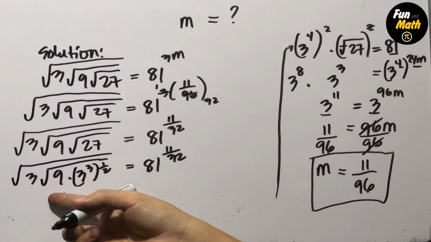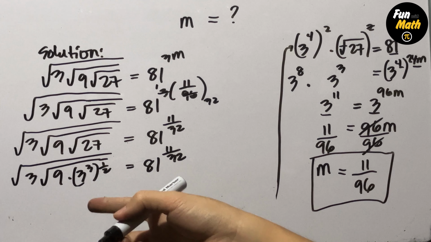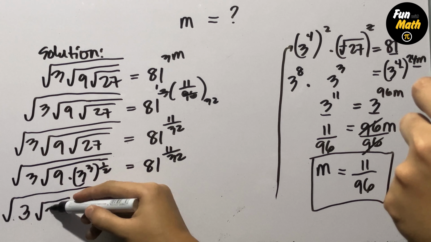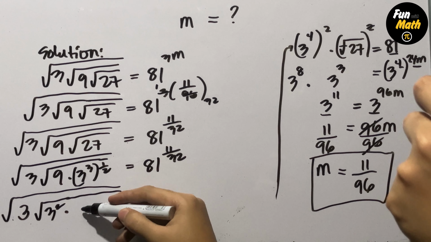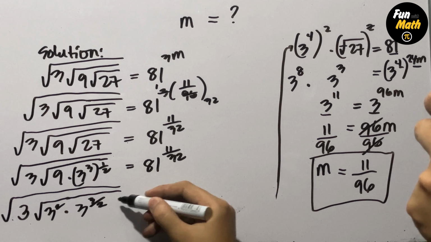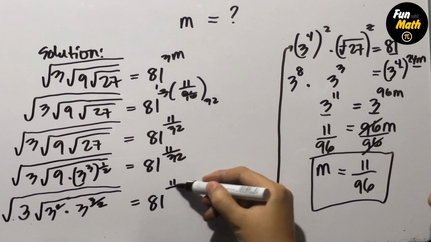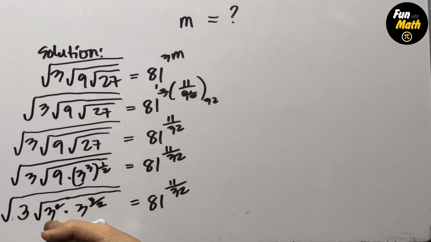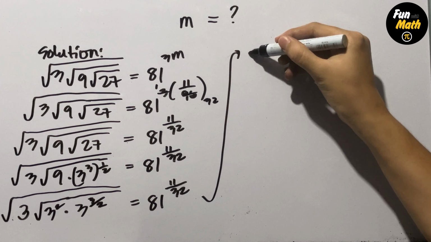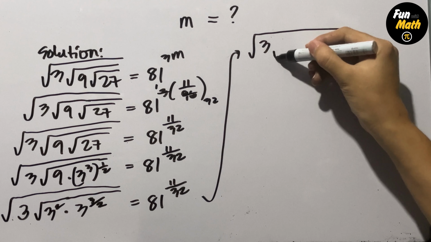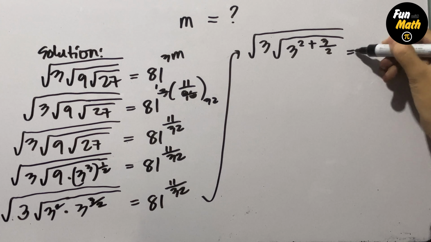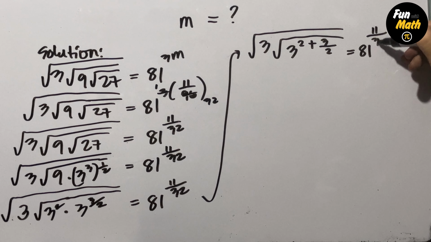And then for square root of 9, we can write it as square root of 3 squared. So this is now square root of 3 under root of 3 squared times 3 to the power of 3, power to a power, let's multiply, and that is 3 over 2, equals 81 to the power of 11 over 32. And then they have the same base. That means we can add the power. So this is now square root of 3 under root of 3 to the power of 2 plus 3 over 2 equals 81 to the power of 11 over 32.